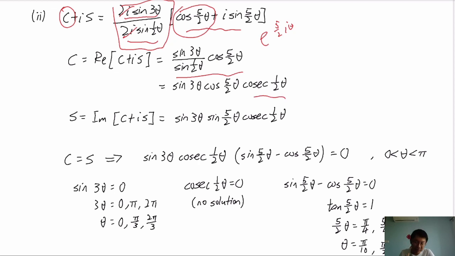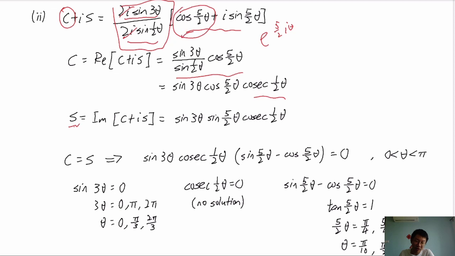Likewise, for the expression for S, S is the imaginary part. So instead of taking the cos, now we are taking the sine from the imaginary part, and then we multiply with this number again. So this is why we get a similar expression from the first line there. So that would be for the second part.